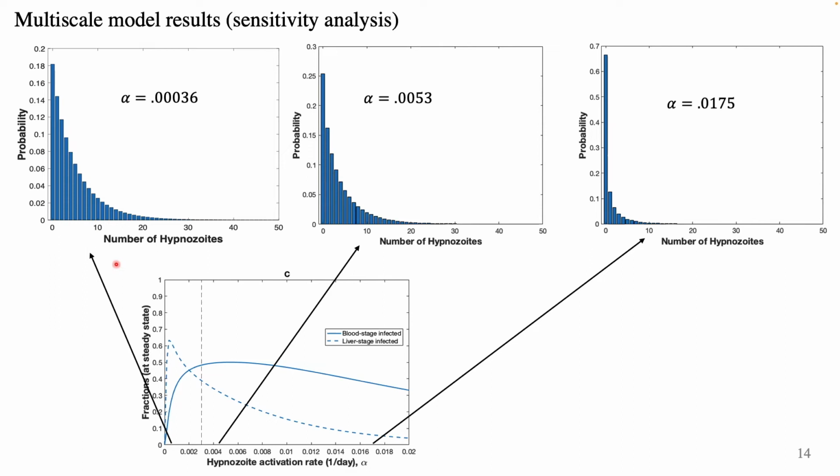So the hypnozoite reservoir is decreasing in size. Even when the activation rate is too high, there is not enough blood infected fraction, because as I mentioned, there are not enough hypnozoites in the reservoir to continue the dynamics.